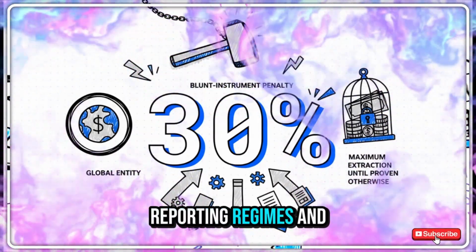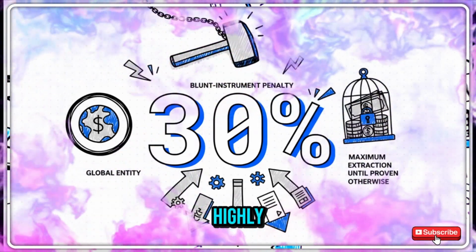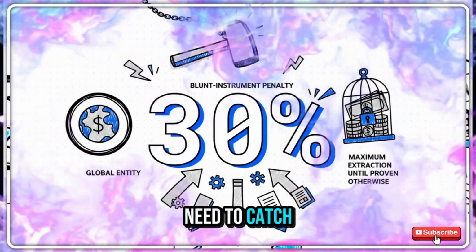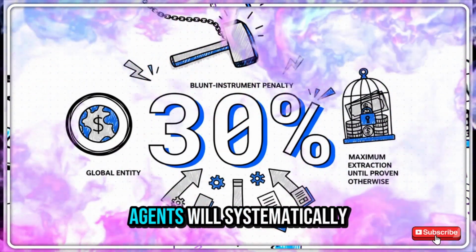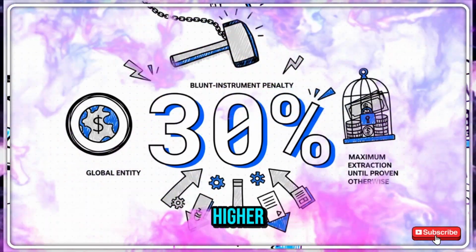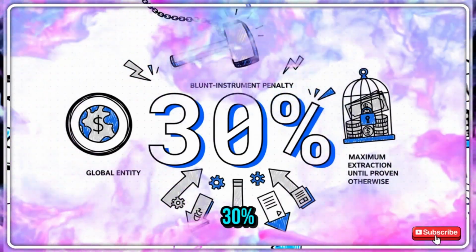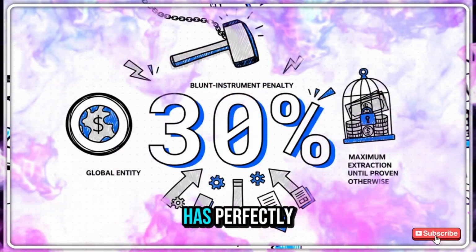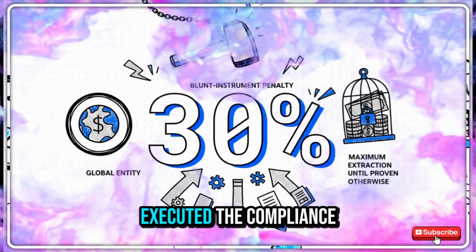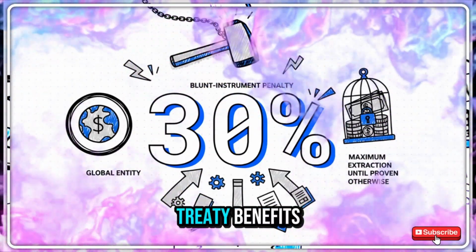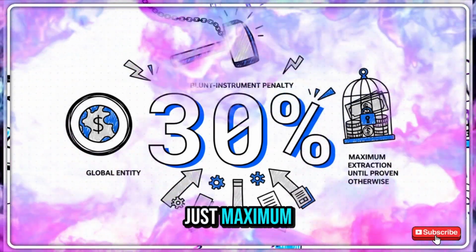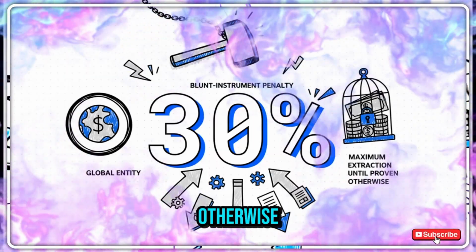And here is a highly non-obvious detail from the expert analysis that you really need to catch. Withholding agents will systematically default to this higher statutory rate of 30% rather than any lower treaty rates unless the entity has perfectly, and I mean perfectly, executed the compliance to claim those treaty benefits. The default setting of the U.S. tax code is just maximum extraction until proven otherwise.